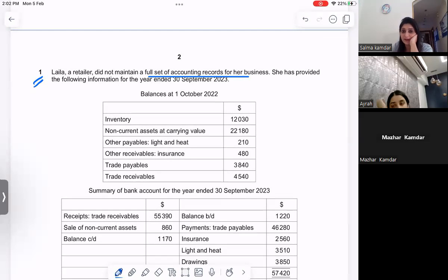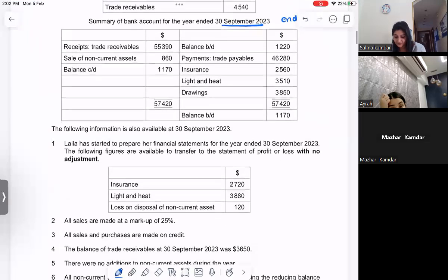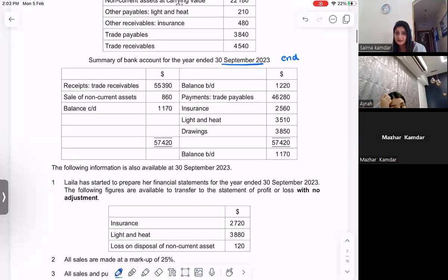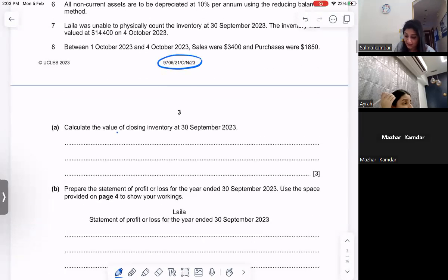They maintain a full set of accounts for the business. This balance is on 1st October 2022, and this is 30th September 2023. That means this is the start of the year and this is the end of the year. Am I correct? Yes. Okay. What do they want us to find? The closing inventory.